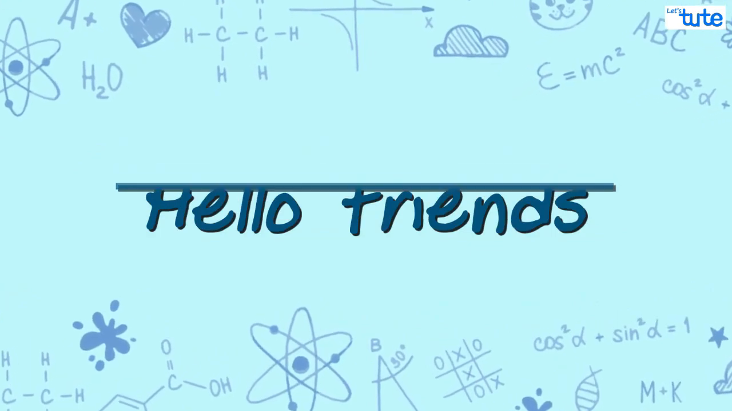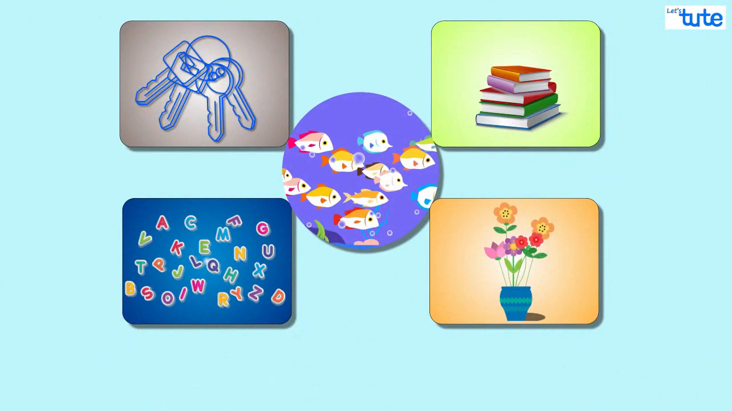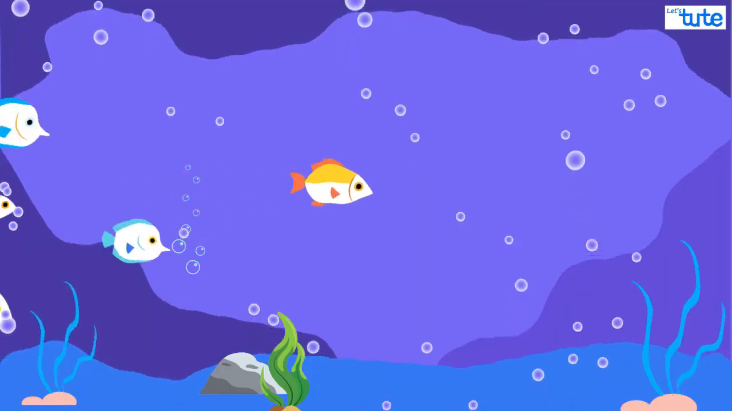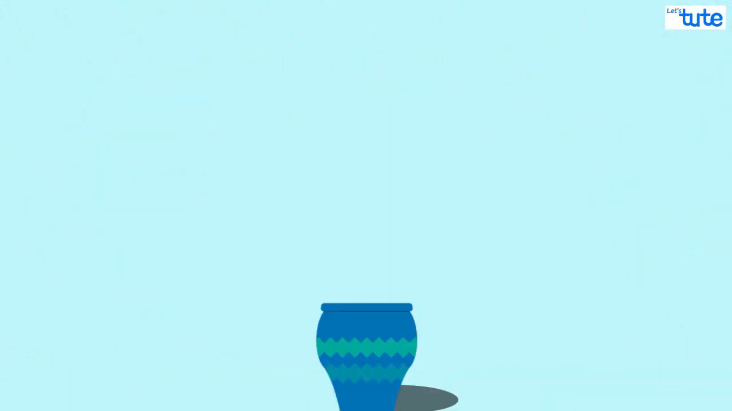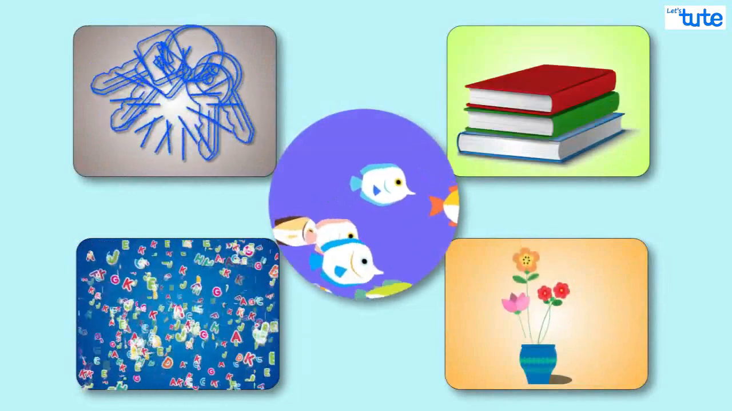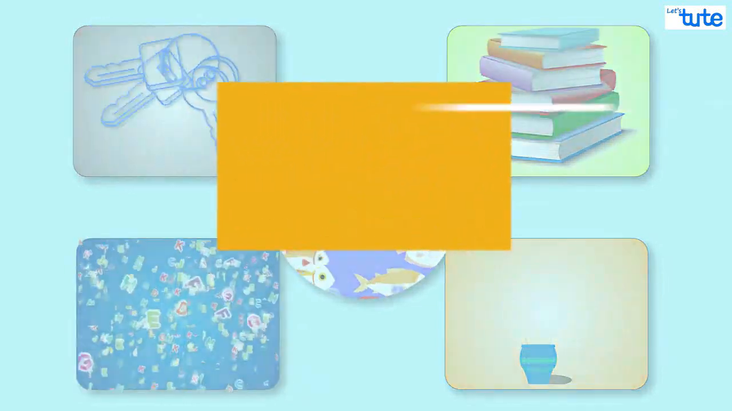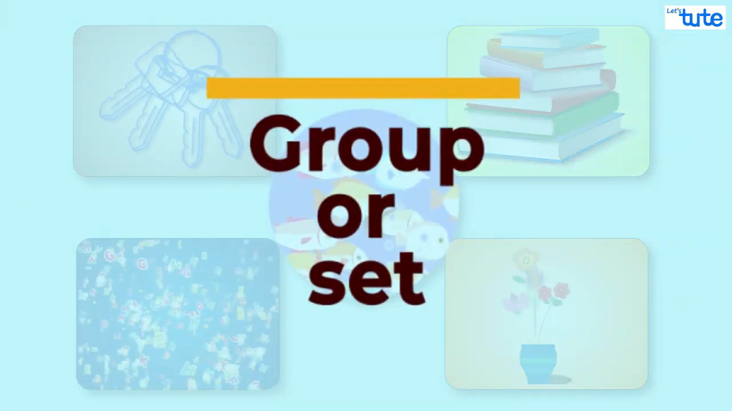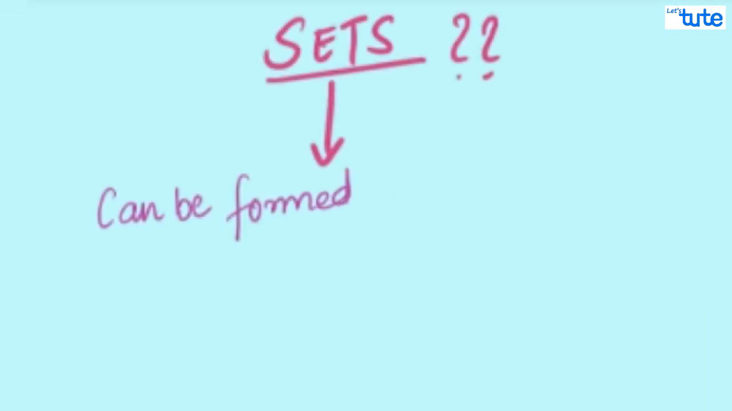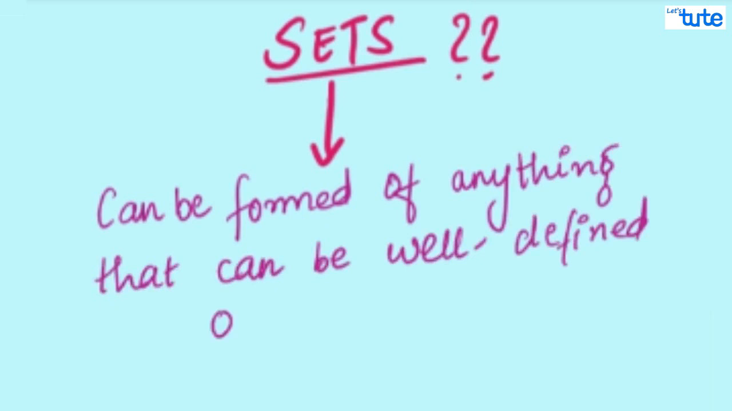Hello friends, let's have a look at these images. What do you think about them? We have a bunch of keys, a school of fish, a group of letters, a pile of books, and a bunch of flowers. The one thing that can be seen in common is that everything is in the form of a group or set. And well, that's our topic for today. Sets. But what exactly is a set? A set can be formed of anything that can be well defined or distinct.